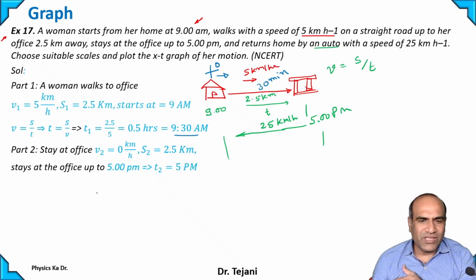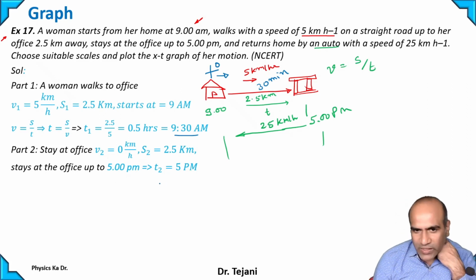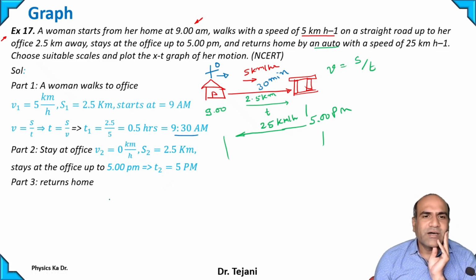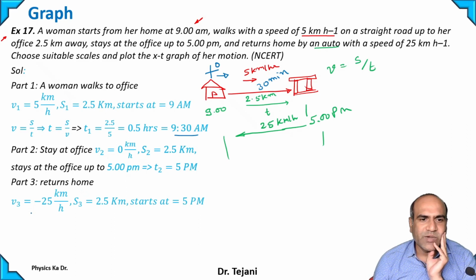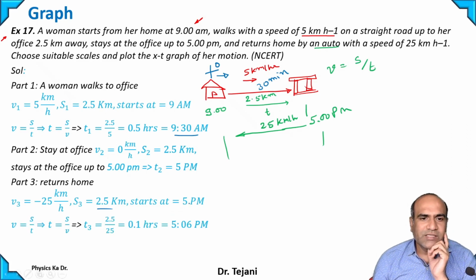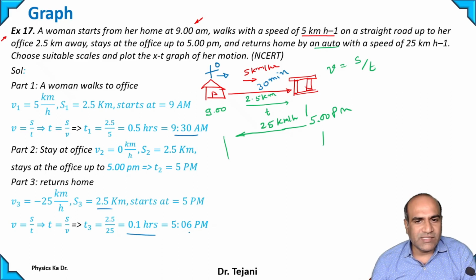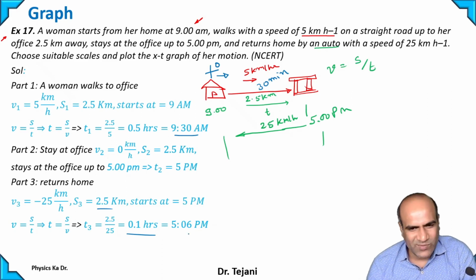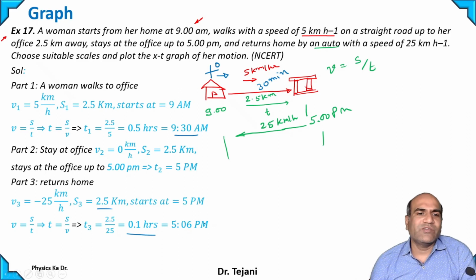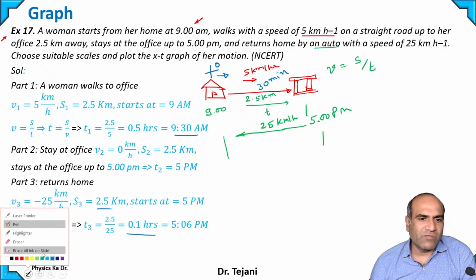Then part 3: from the office she starts at 5 p.m. She takes an auto and returns home. What is the speed? V is 25, taking the same distance, but this time she needs just 0.1 hours. That means 6 minutes. So at 5:06 she will be at home.